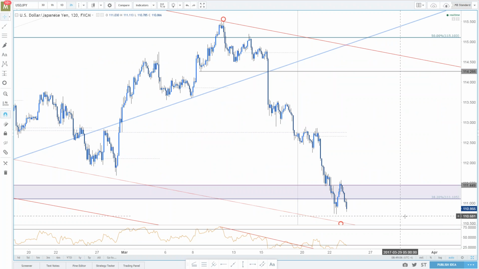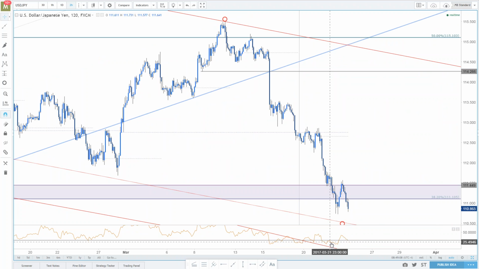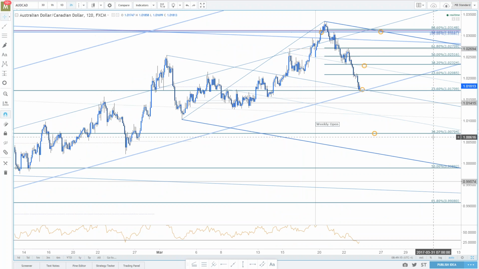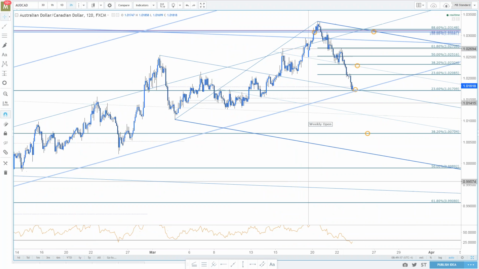I think this is all just exhaustion. You're still getting divergence. Look at that. Sorry, we spent a little bit extra time here in Aussie CAD because it sparked my interest, but any questions on Aussie CAD moving forward?